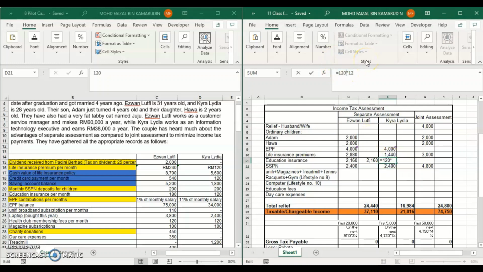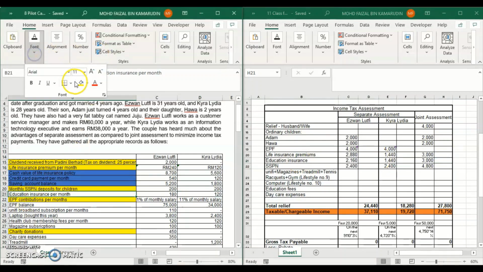120, missing a 0 here. So let's check what happened. This, plus this exit, right? So that is why you can only claim 3000. Okay, so let me delete this, or else it will be confused later. So education insurance is taken care of.